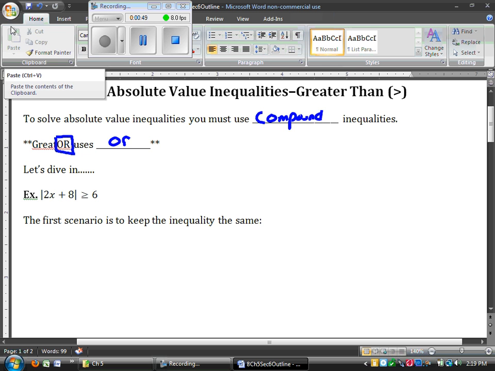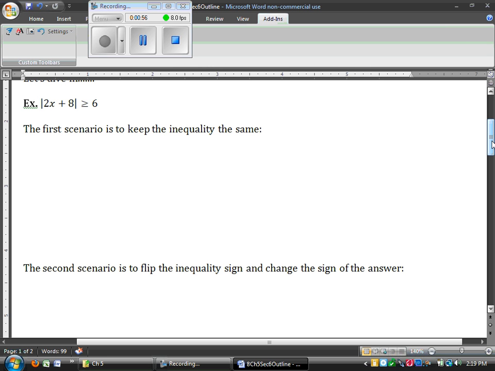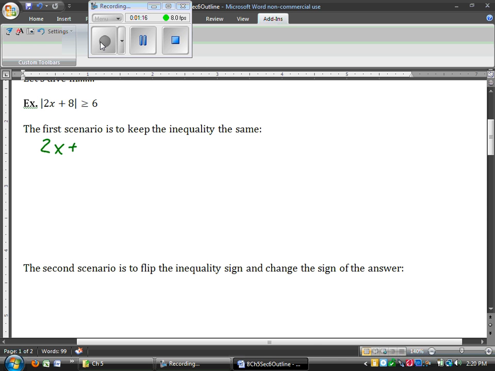We have the absolute value of 2x plus 8 being greater than or equal to 6. And remember, when we had greater, we had two different inequalities. The first scenario, the first inequality, is to keep it exactly the same, just drop the absolute value bars. So we'll say that 2x plus 8 is greater than or equal to 6.